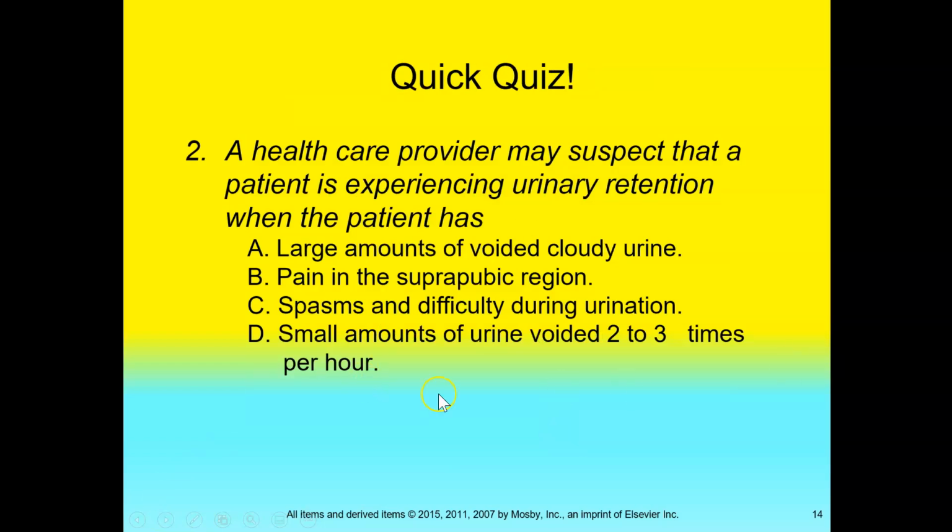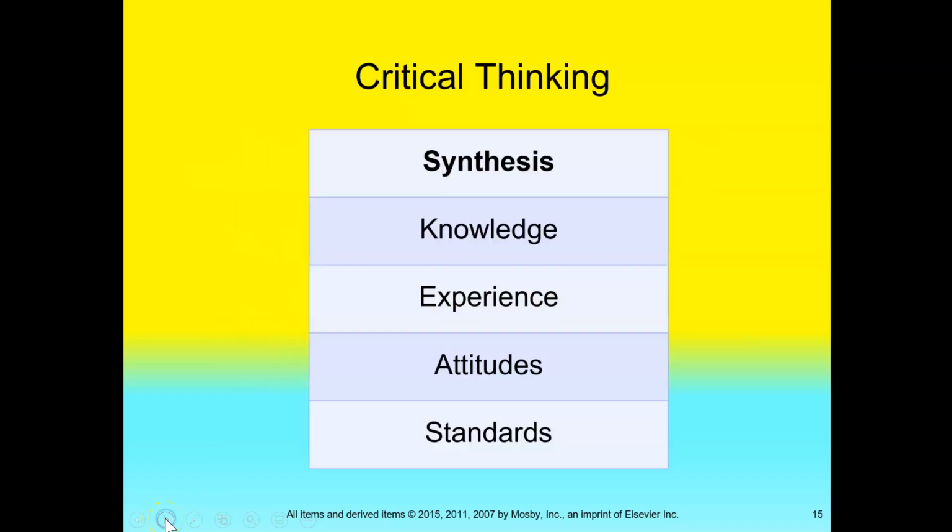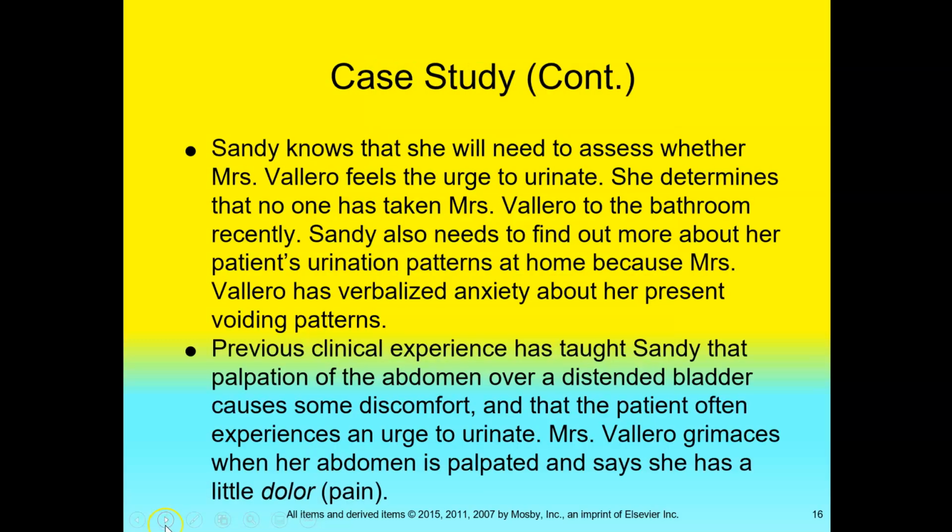Okay, so a healthcare provider may suspect that a patient is experiencing urinary retention when the patient has what? Large amounts of voided urine, pain in the suprapubic area, spasms and difficulty, or small amounts of urine voided 2 to 3 times per hour. It would probably be D, where they have the lack of trying to do that. Critical thinking, synthesis, knowledge, experience, attitudes, and standards are very important things for a nurse to be aware of, in dealing with those types of things, and to make sure you know the difference between those.